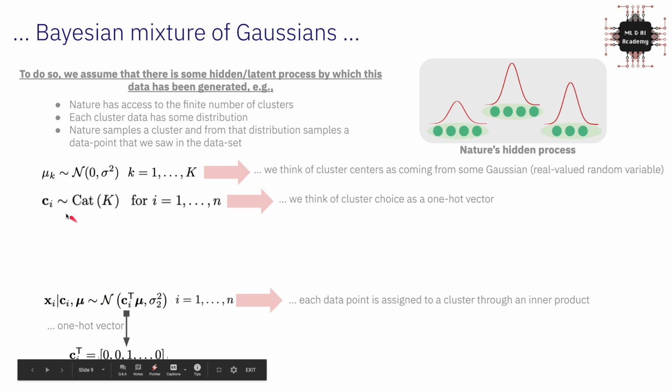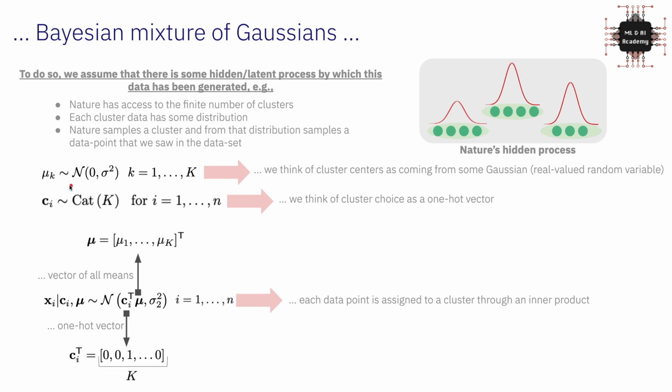So ci sampled from this is just a one hot vector. It's a vector of ci equals 0, 0, and it has 1 in some component, and everything else is 0. And of course it has size K. Mu is the vector of all these centers that we have sampled here. So that's kind of the vector of all the means.